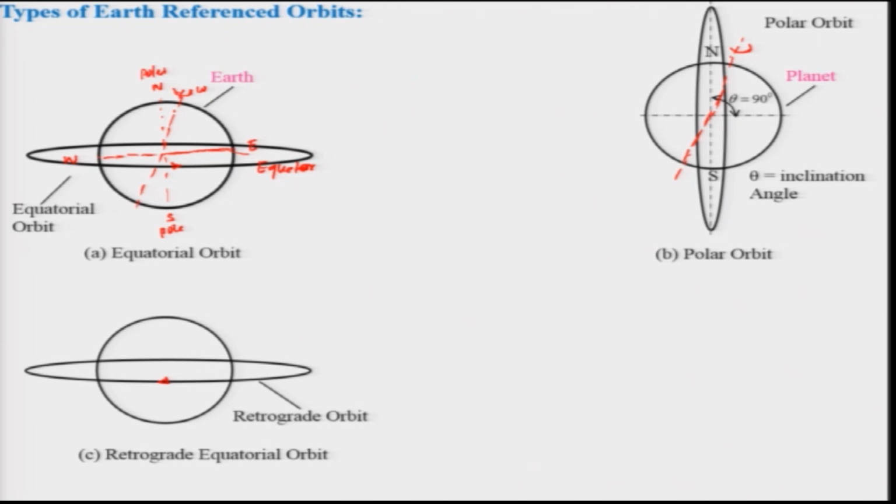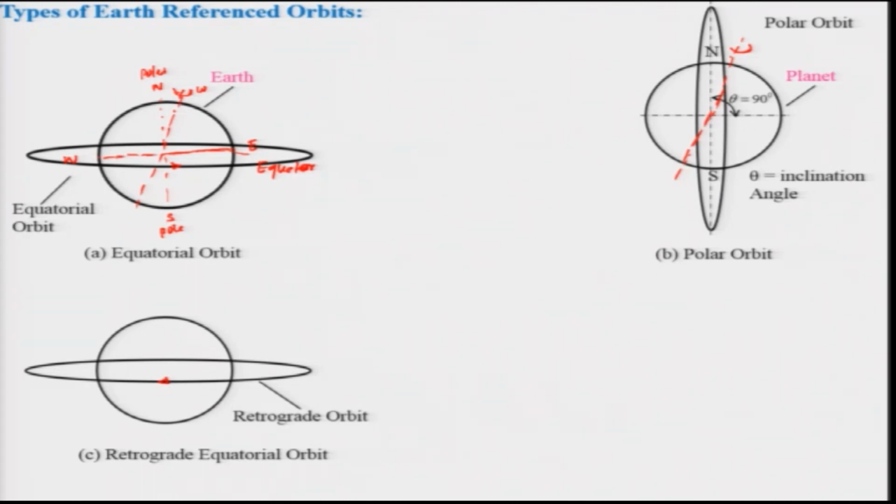But however, it is very difficult to put the satellite in the retrograde equatorial orbit because you need a higher amount of energy to put it that way. Therefore, it is not very much used, but however, one can think of doing that.